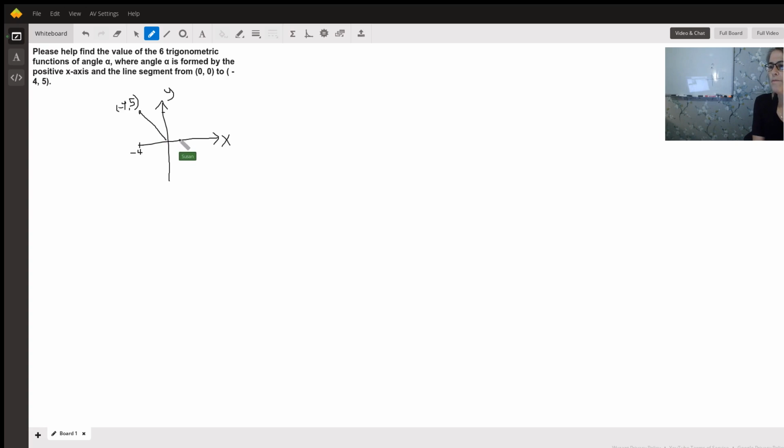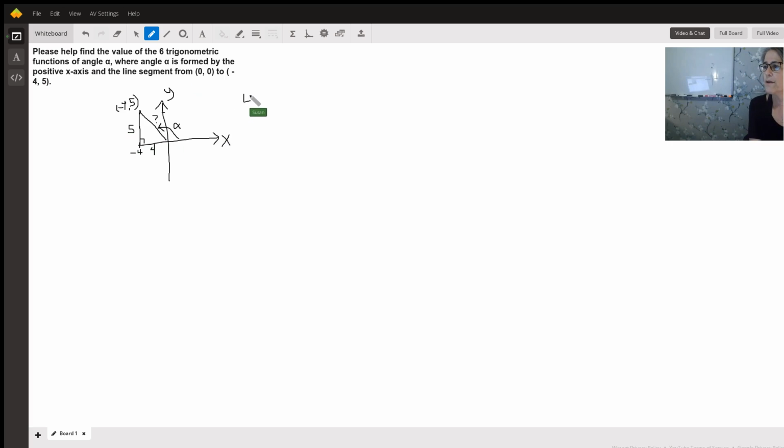And theta or alpha, or whatever you want to call the angle, is measured from the positive x-axis. So this is your angle right here. However, you have a right triangle if you draw to the x-axis here, where this is 4 and this is 5. So you need to find the hypotenuse, because if you can find the hypotenuse, you can then use all your trig definitions to figure out what all those 6 trig functions are.